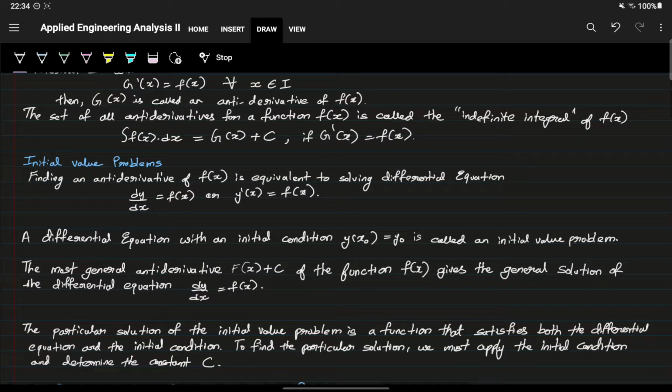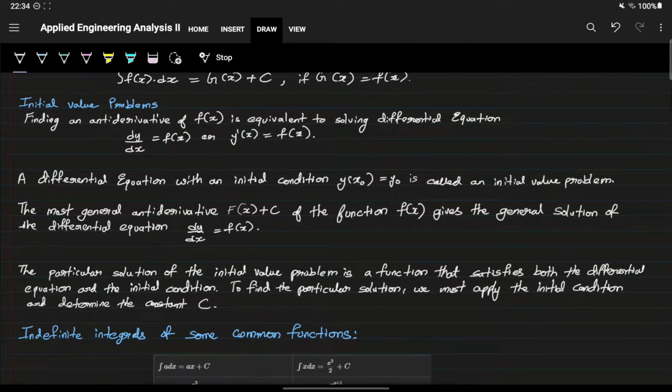Let's go to initial value problems. Finding an antiderivative of f(x) is equivalent to solving a differential equation, that is, dy/dx is f(x), or y prime of x is f(x). A differential equation with an initial condition y(x naught) equals y naught is called an initial value problem. The most general antiderivative, F(x) plus c, of the function f(x) gives the general solution of the differential equation dy/dx equals f(x).